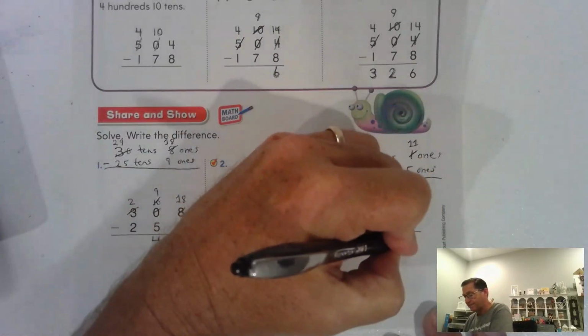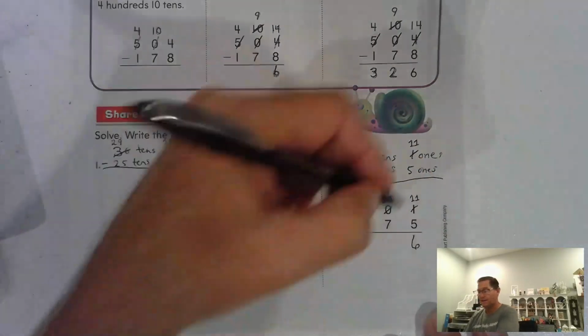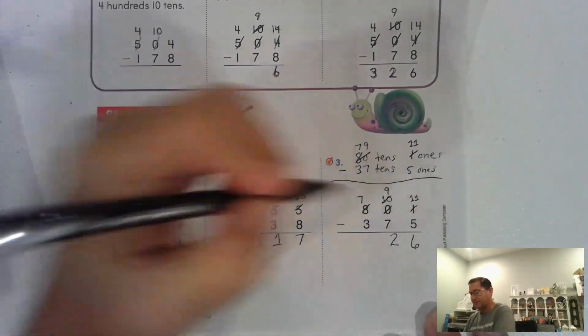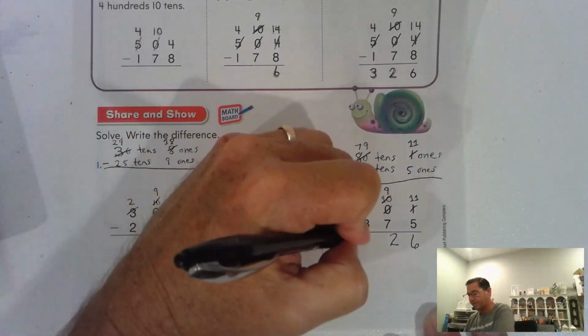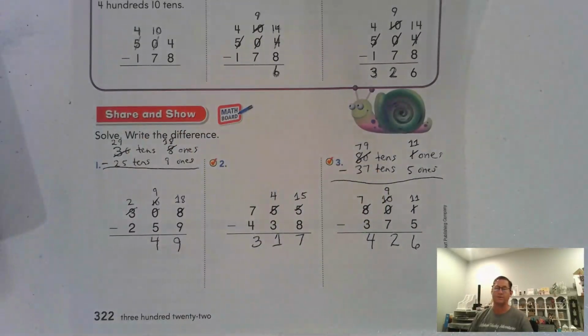11 take away 5, 6. 9 tens take away 7 tens, 2. And 700 take away 300 is 400. Okay, let's look at page 323.